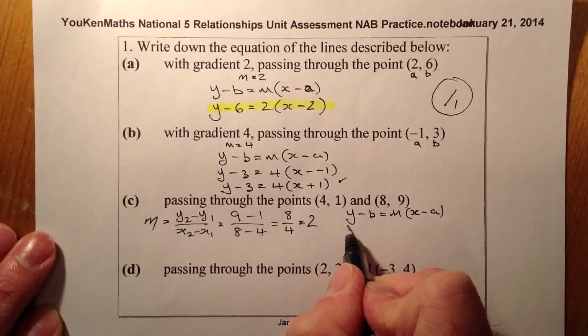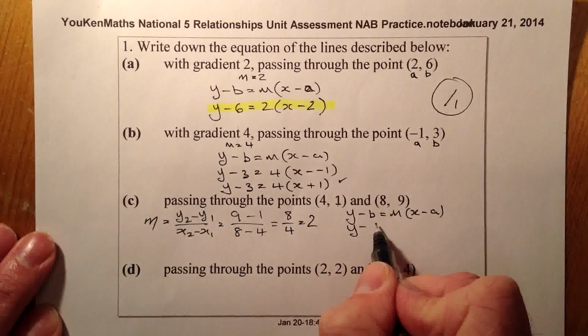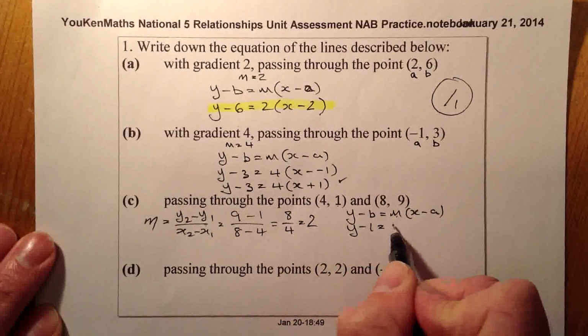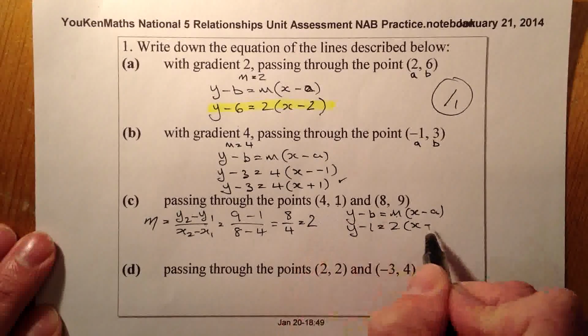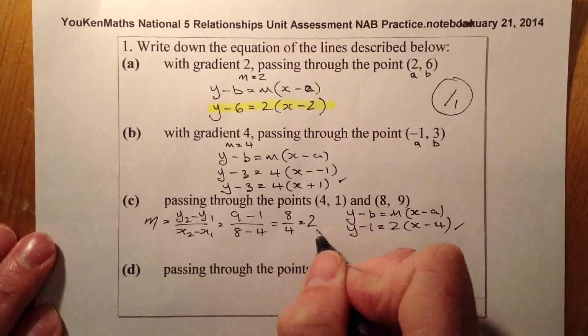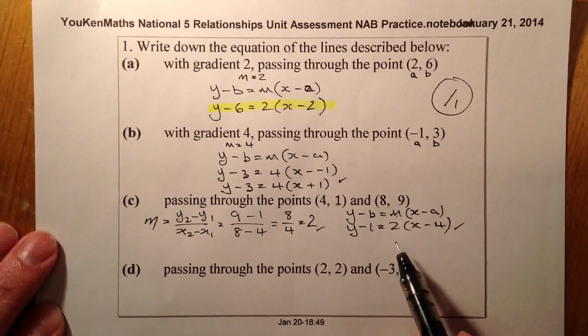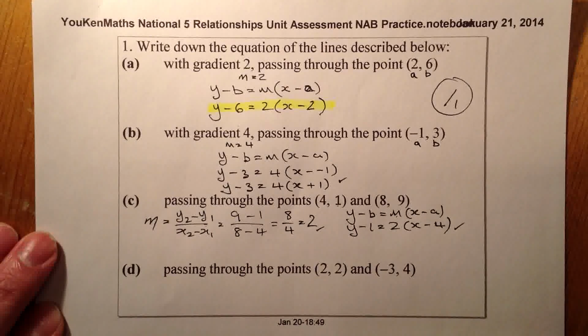Then I can use either of the points in the equation of a straight line. Let's just take the first one. So I've got y minus b, which will go for this one here, which is 1. The gradient is equal to 2, x minus 4. Okay, and I get my mark there, and probably a mark there if I was looking at that. So that's maybe a bit more difficult than the unit assessment. Let's try this one here.